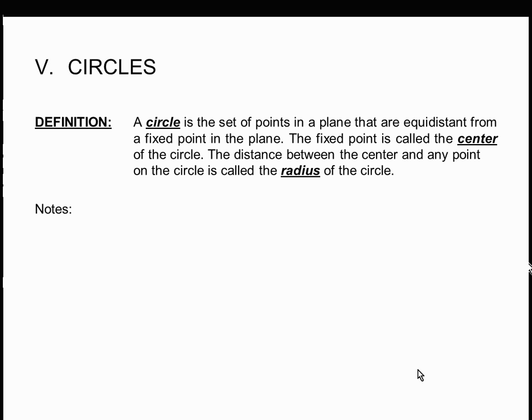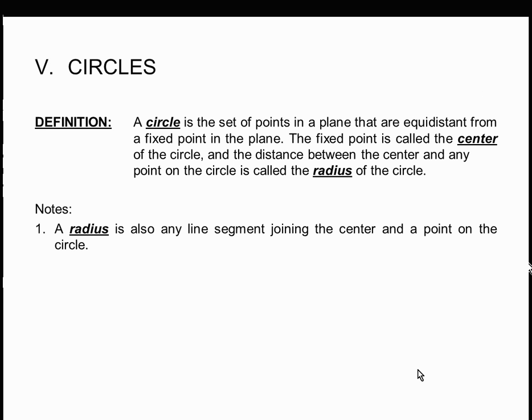Now some notes on this. Number one, a radius is also any line segment joining the center and a point on the circle. For example, if you're looking at a bicycle wheel, a spoke on the bicycle wheel is considered a radius. The length of that spoke is also a radius.